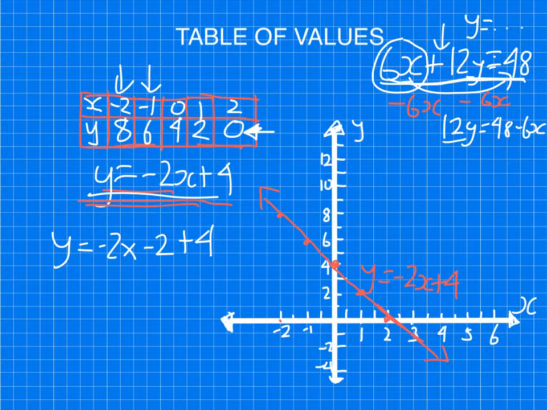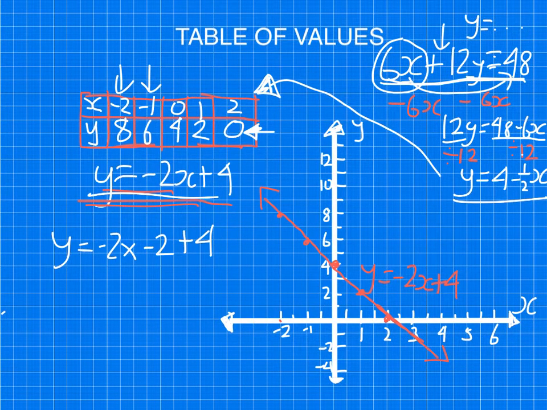Now, I want to undo timesing by 12, so I am going to divide each side of the equation by 12. So 12y divided by 12 gives me just y. When I'm dividing this side of the equation by 12, I need to divide everything on that side by 12. So 48 divided by 12 gives me 4, and negative 6x divided by 12 gives me negative half, or 0.5x. Now it is in this form, and I just do a table of values like that if I want to graph it. I won't go through that because I'm sure you get the idea now.